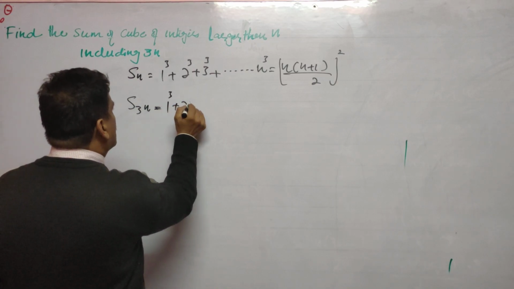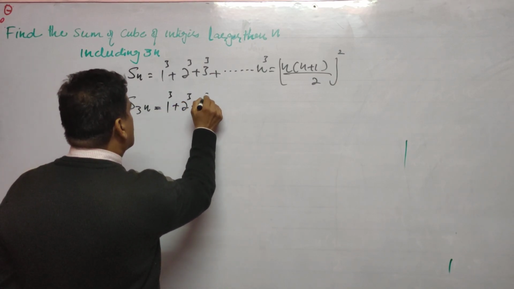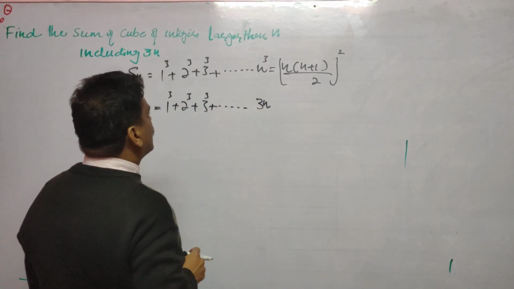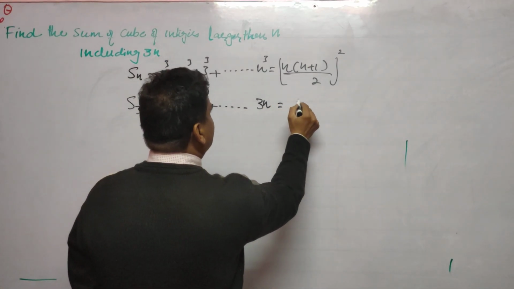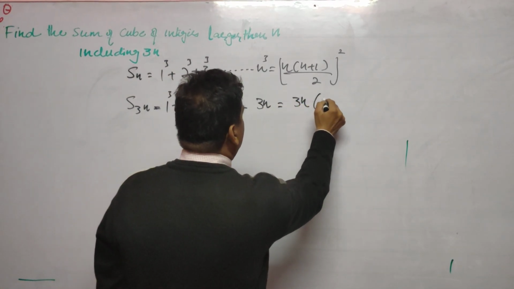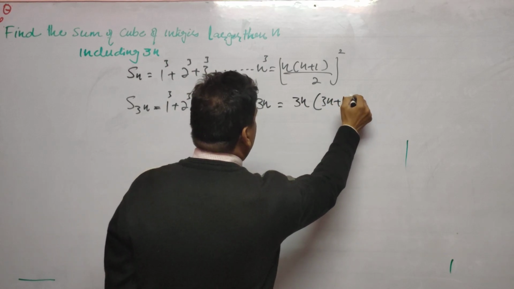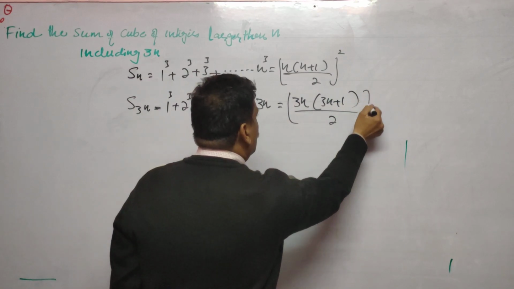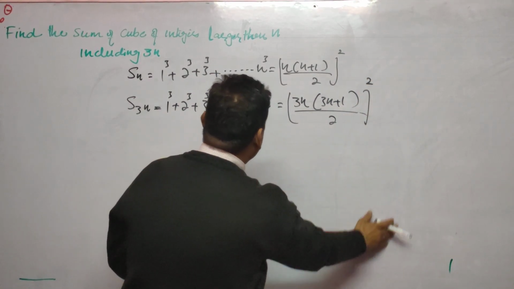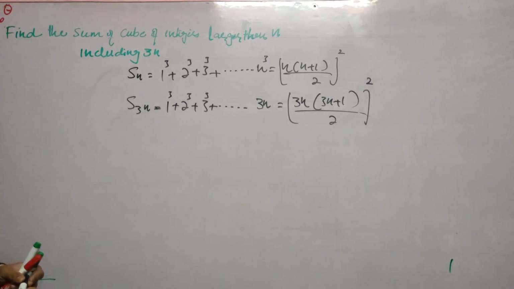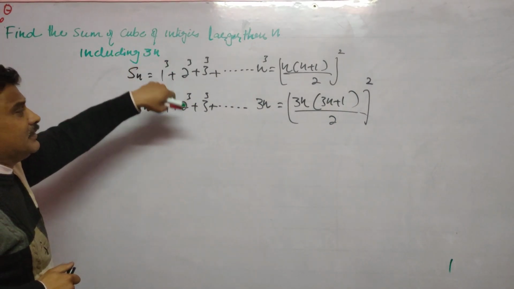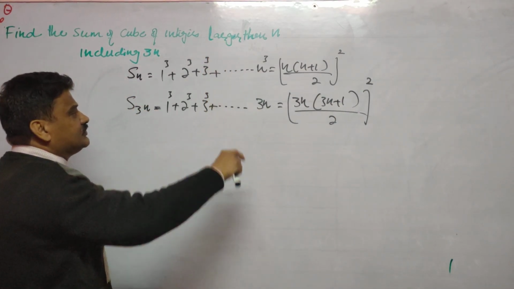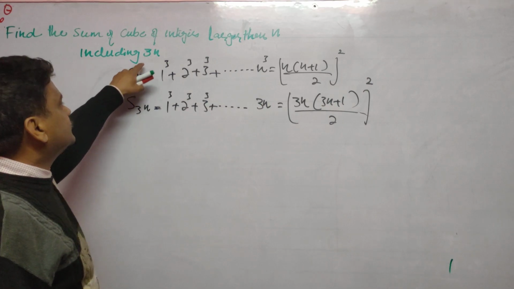1 cube, up to 3n terms. We just replace, 3n times 3n plus 1 by 2 whole square. Now we have to find the sum of cubes of integers which is larger than n, and including 3n.